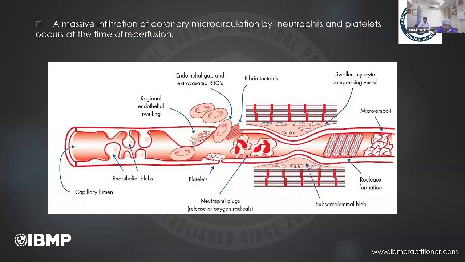So this is the diagram which is explaining this. Look at the capillary lumen and there are endothelial blebs there. Then you have the regional endothelial swelling, and these are obstructing the flow of the RBC, which is shown in the diagram. Then you have platelets which have adhered. Then neutrophil plugs. Then you have the swollen myocyte which is compressing the blood vessel externally, and then you have the luminal narrowing. Once this swollen myocyte is compressing the vessel, you can see the luminal narrowing, and then you have the rouleaux formation of the RBCs and then microemboli.